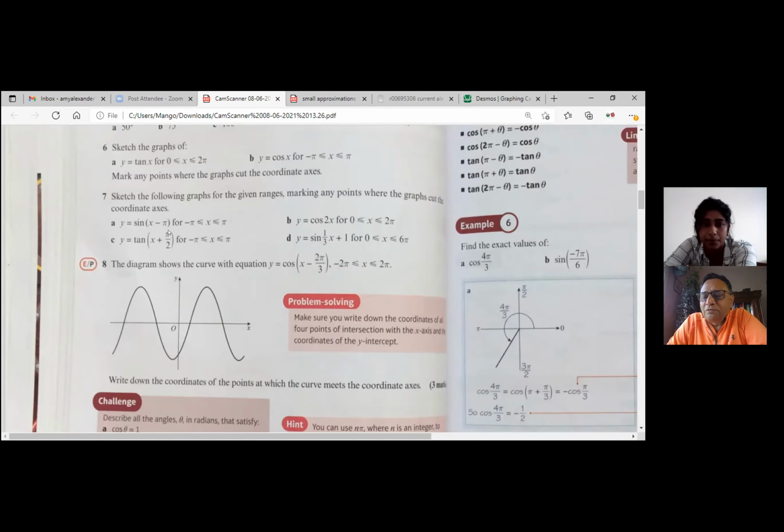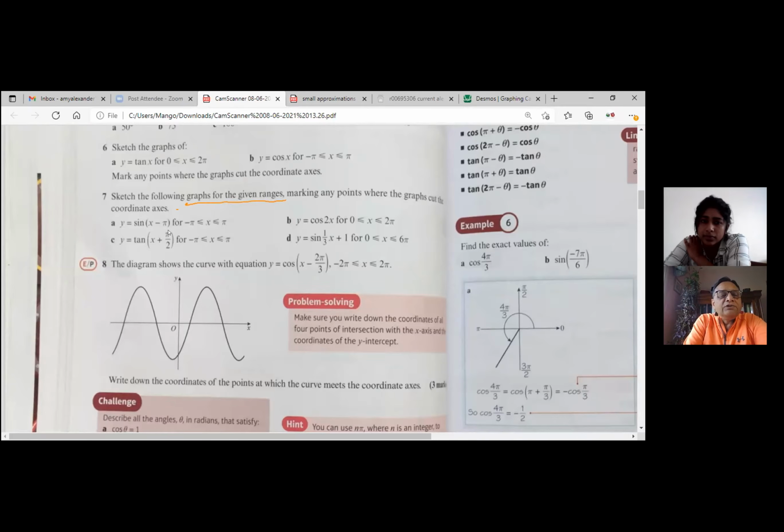For my other listeners, let me make a few points very clear, because the language used is very tricky. You use the word ranges. Please read this statement once again. Sketch the following graphs for the given ranges. When a student sees the word ranges, it seems as if it is along the y-axis, correct? But it's not that. Range within the domain is what is meant, so the variation in the x value.